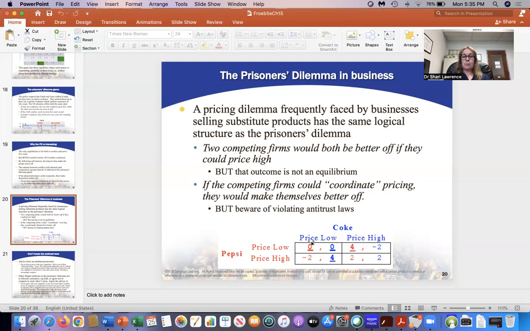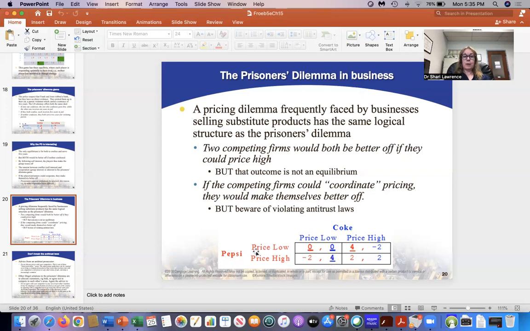So if Pepsi is charging a low price, it's in Coke's best interest to charge a low price, because they'll lose money if they charge a high price. So they're going to pick right here, charge a low price. If Pepsi is going to charge the high price, well, Coke could charge a high price too and make $2 million. But if Coke undercuts them and charges a low price, they can make 4 million. All right, so you should have these two circled.